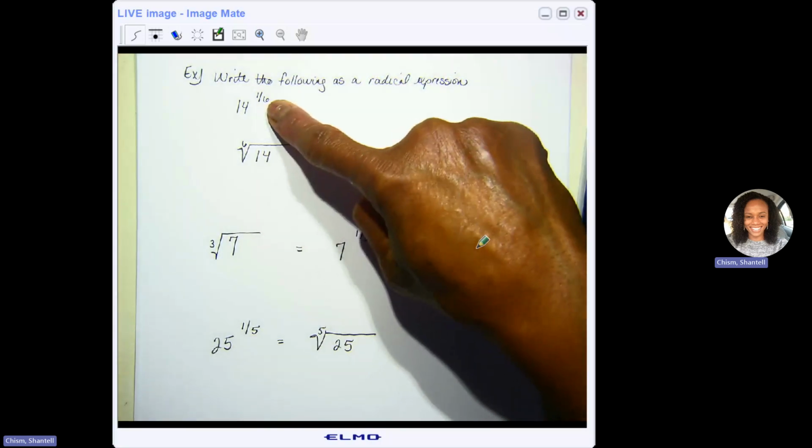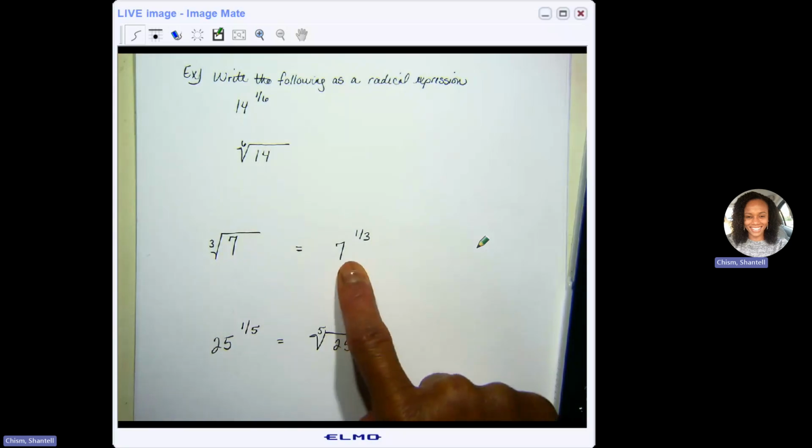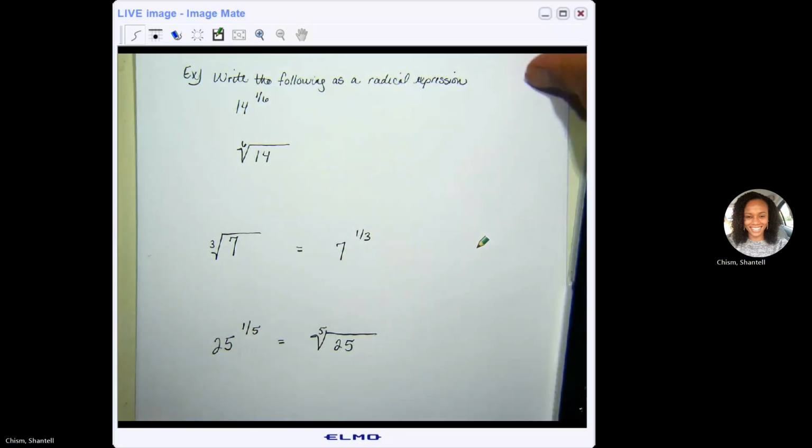This one we started out with an exponent. We wrote it as a radical. This one we went from a radical to an exponent. And same thing here. Let's see, a couple more here, and then we'll be done.